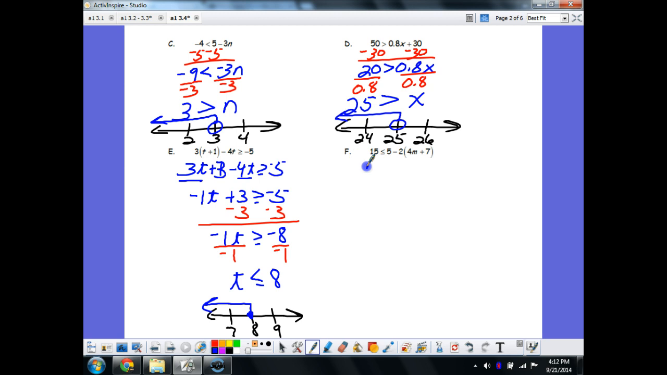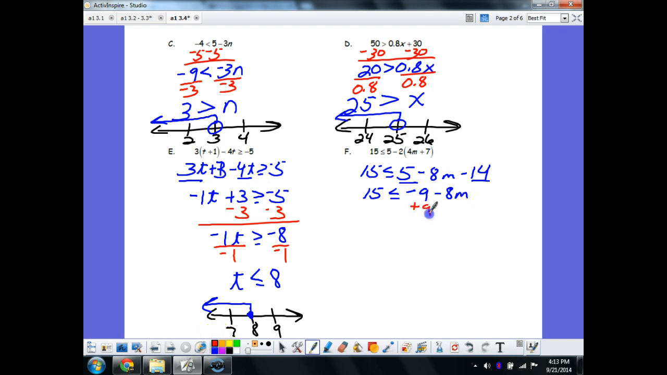Same thing here. We will distribute the negative 2. Be very careful: you should not combine the 5 minus 2 first and then distribute. The only thing that gets distributed is the negative 2. When we do that, we end up with negative 8m minus 14. Combine those two like terms, so we have 15 is less than or equal to negative 9 minus 8m.